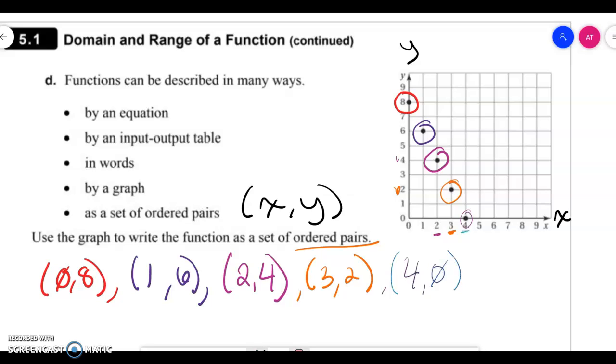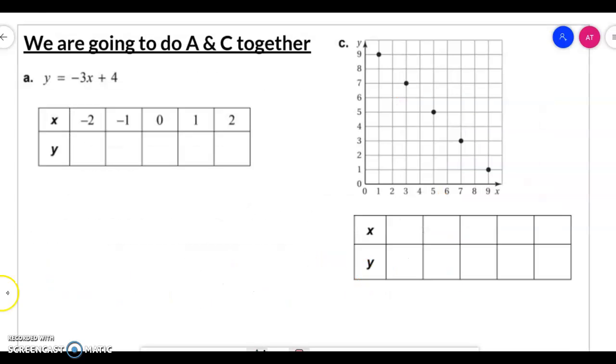So now let's look at some practice problems and find the domain and range of all of them. So we're going to do A and C together, and then you are going to do B and D on your own. So let's look at our equation. We need to plug in a -2 into X first. So a negative times a negative would be a positive. 3 times 2 is 6. 6 and 4 would be 10. So at -2, we're going to have a 10 for y.